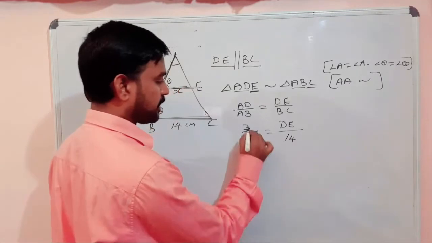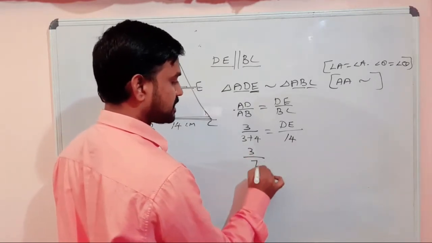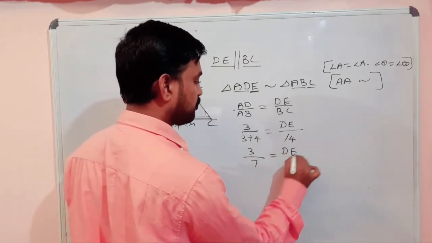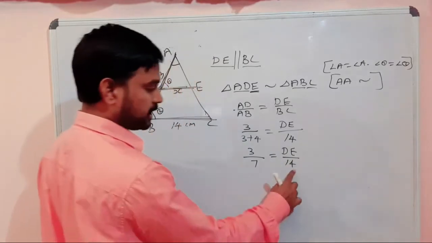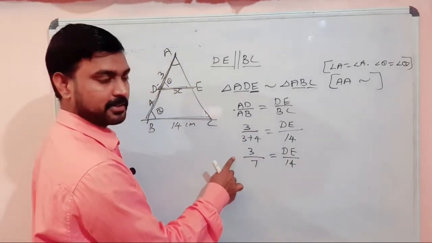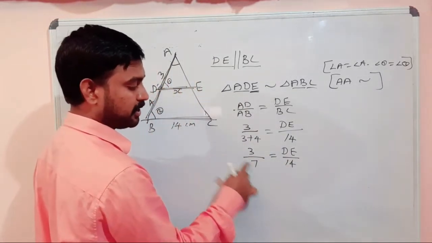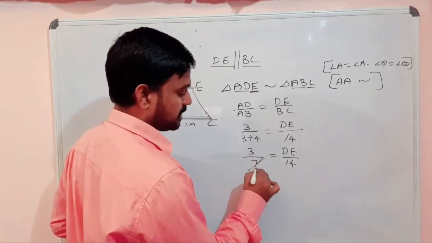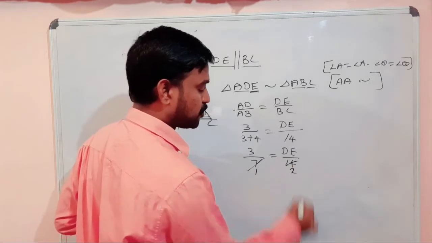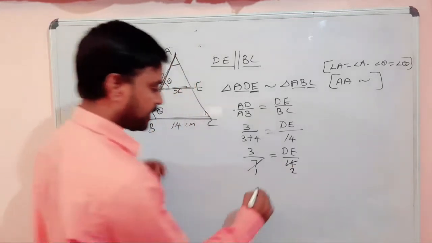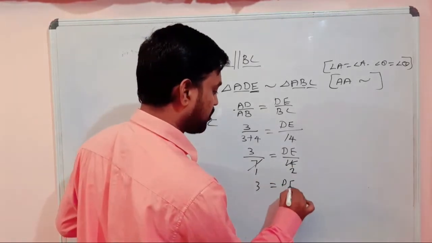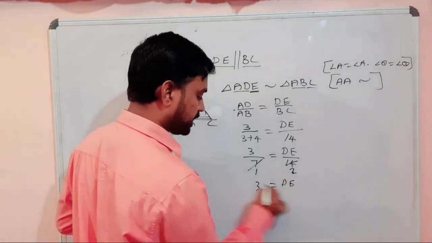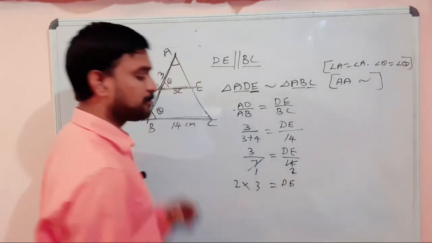So we get here 3 by 3 plus 4 means 7, which is equal to dE by 14. This 14 transposes to here, we will multiply with this. So 14 goes to the numerator and 14 and 7 can be cancelled. 7 ones are 7, 7 twos are 14. Now here 3 is equal to dE by 2. The 2, if it is transposed to the left side, goes for multiplication.